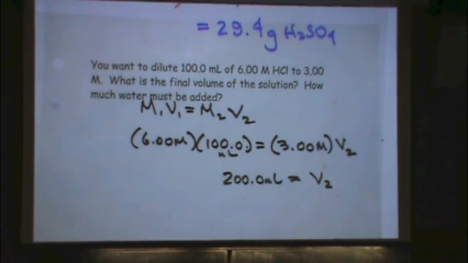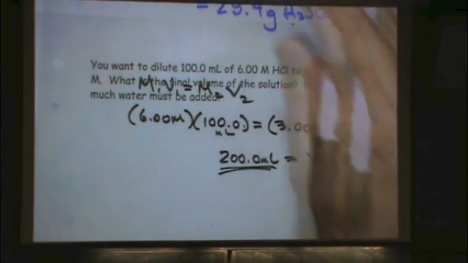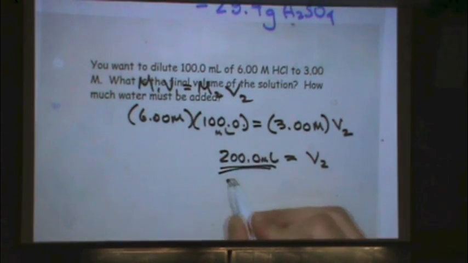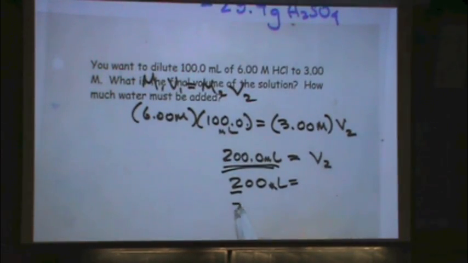Okay, what's the second problem with this answer? I guess the first one wasn't actually a problem. What's the problem with my answer though? Wrong number of sig figs. I need 3. Can I do this? I will not accept that on an exam because it looks like there's 1. So to get 3, you need to go 2.00 times 10 to the 2 milliliters equals V2.